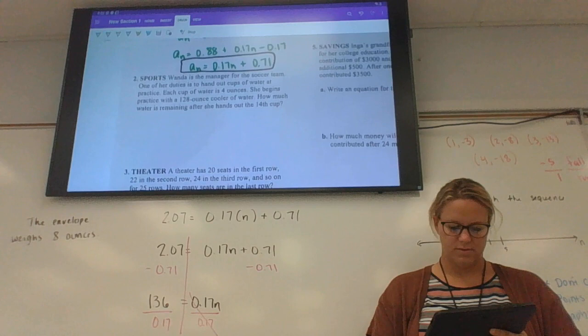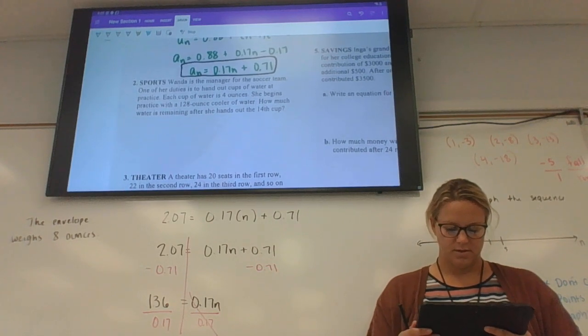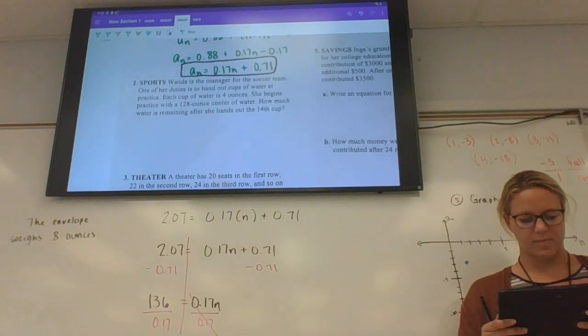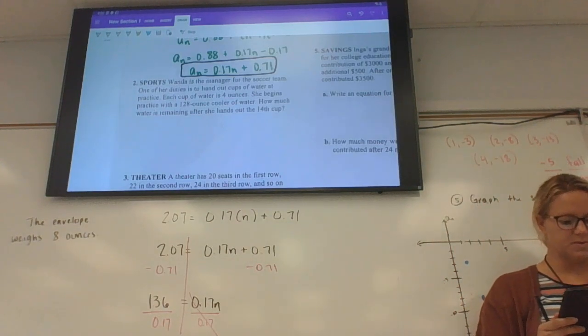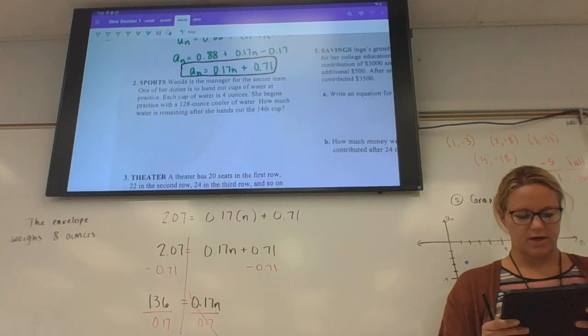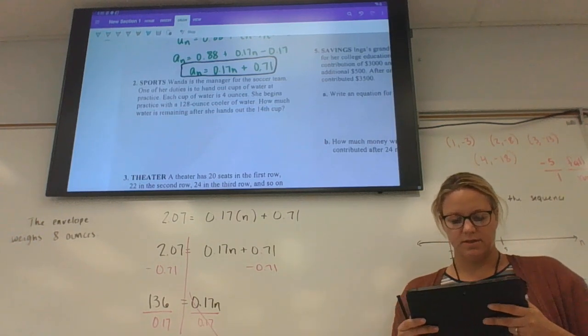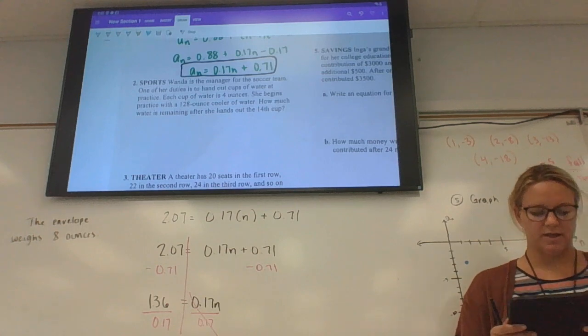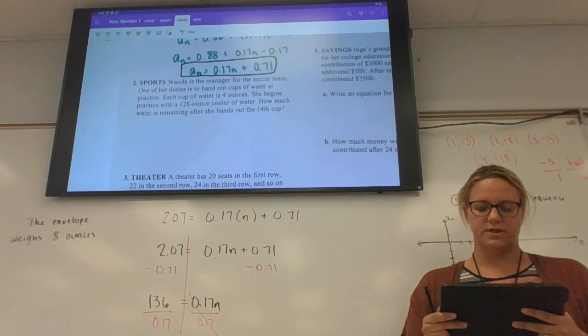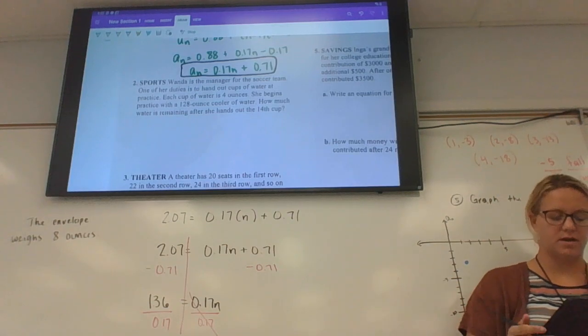Number 2. Wanda is the manager for the soccer team. One of her duties is to hand out cups of water at practice. Each cup of water is 4 ounces. She begins practice with a 128-ounce cooler of water. How much water is remaining after she hands out the 14th cup?